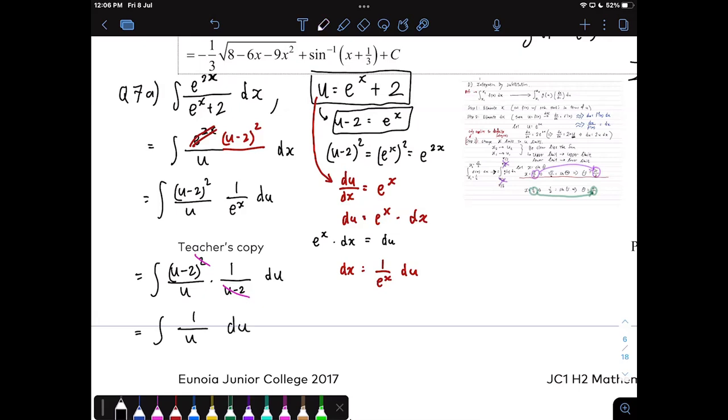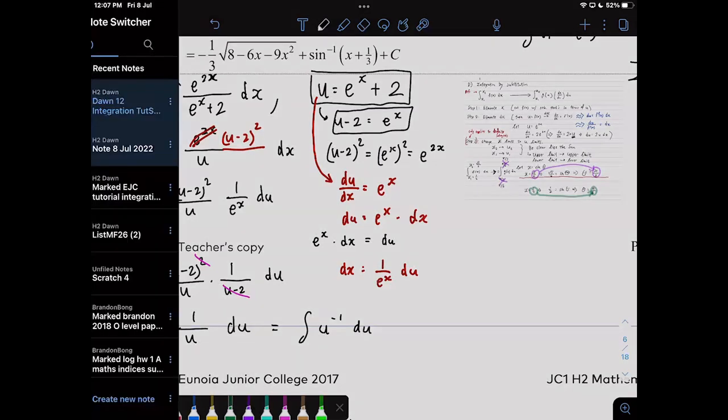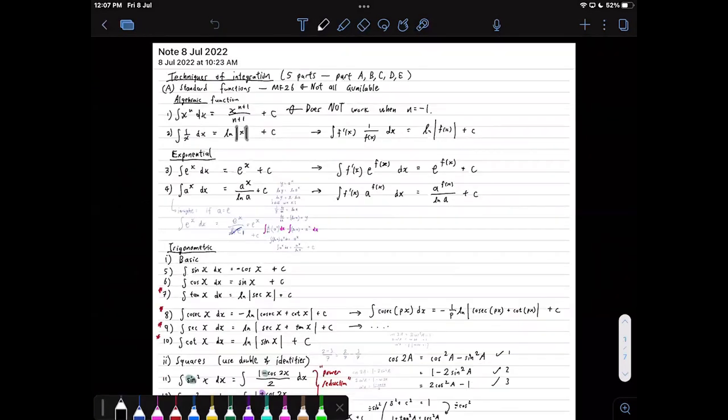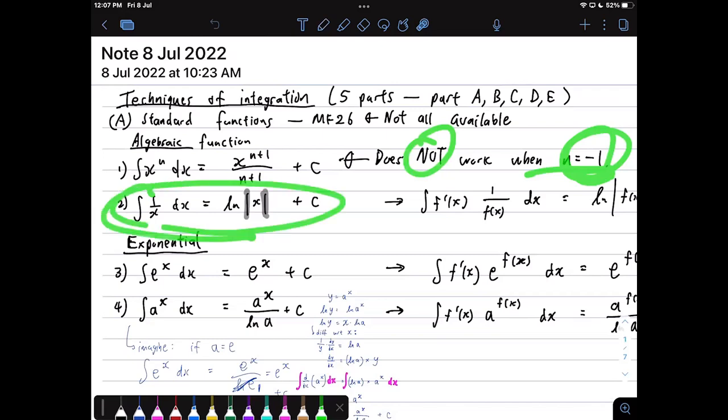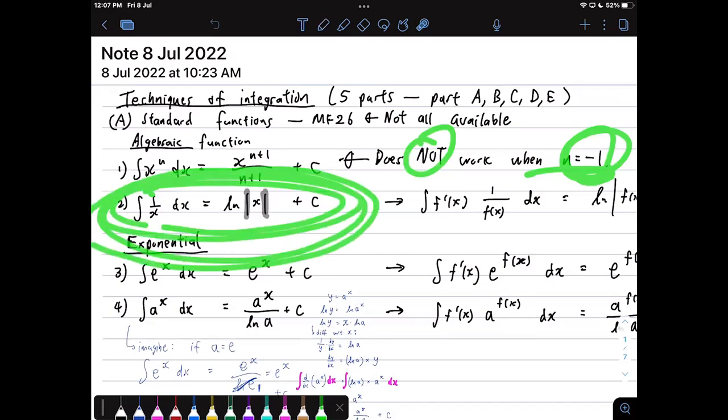Wow, 1 over u du, so easy. How to integrate? 1 over u power n, where n equals -1. Cannot integrate like normally though. I show you, you get a 0. Yes, remember, the usual rule does not work when n is -1. So you have to use the 1 over x. Which is?